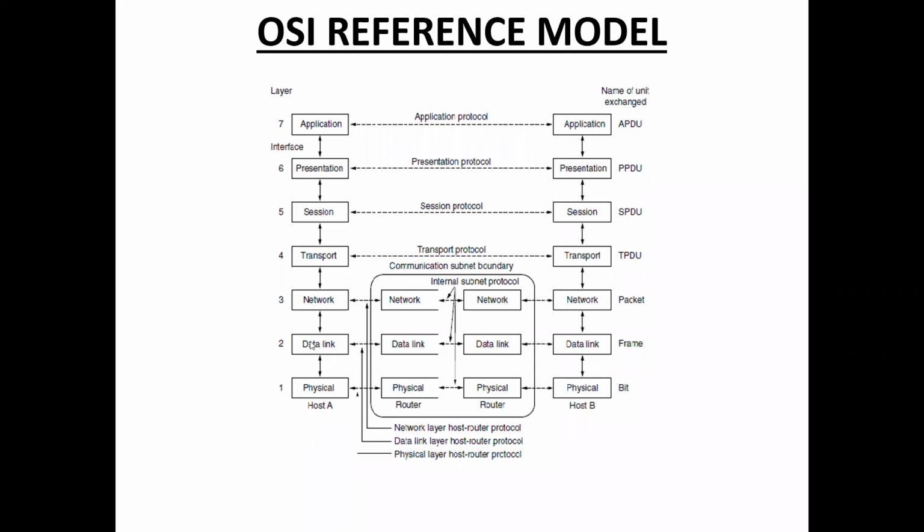Next, the second layer, data link layer. This data link layer is responsible for node to node delivery of the message. The main function of the data link layer is to make sure that the data transfer is error free from one node to another node, that is, there are no errors in the data. That is the responsibility of the data link layer.